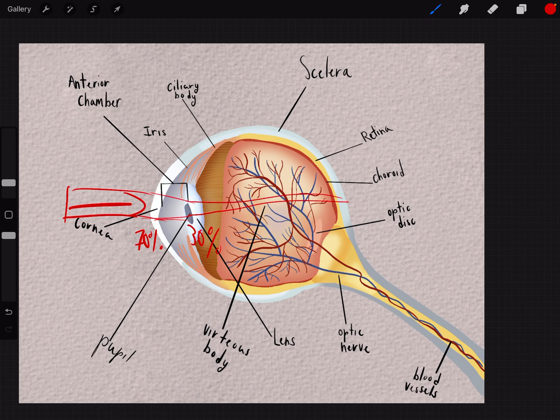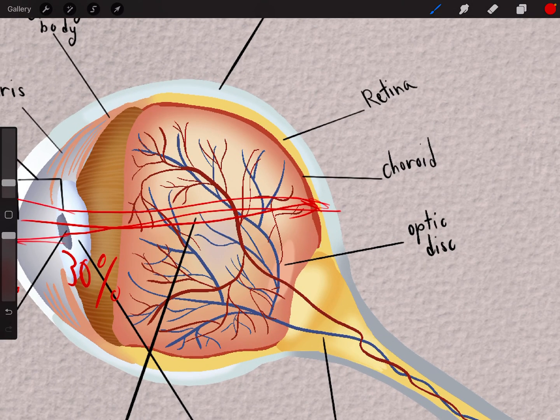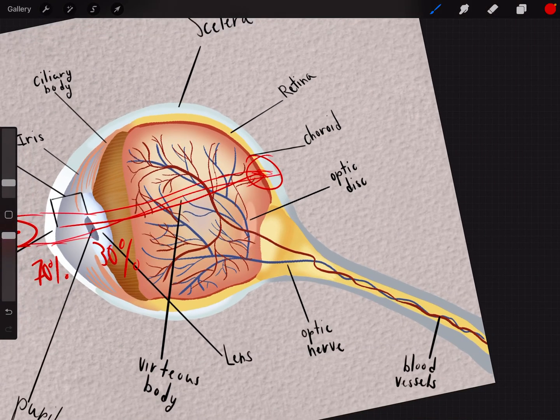So it gets focused real tight, real small. It's really messy, my bad. And that's your retina, which has photoreceptors, which turn the light into signals, electrical signals to be exact. And then that goes to your optic nerve, which then takes those signals all the way to your brain to be turned into images.